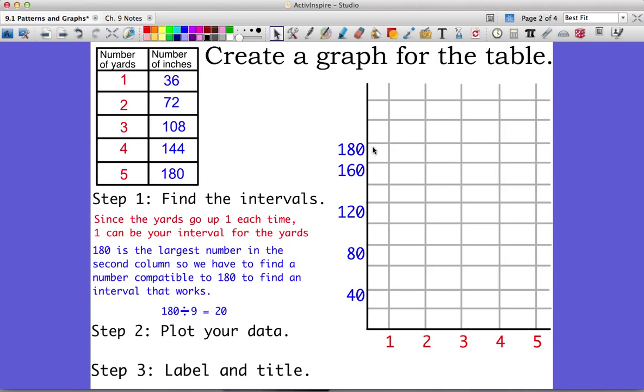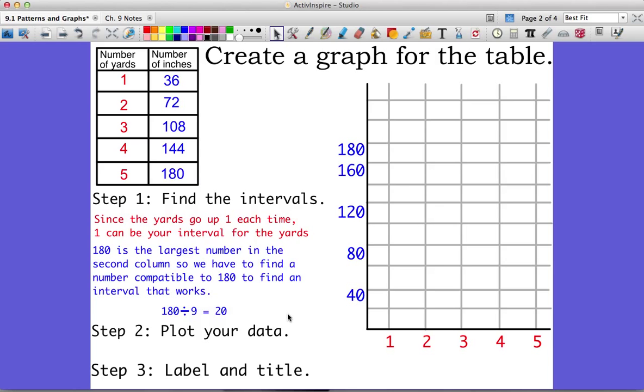140, 160, 180. Now, you don't have to label each of them. Like you'll notice here, I don't have a 20, I don't have a 60, but you need to make sure to leave that space for that interval. It's still an interval of 20 because from line to line it's 20. You're just not labeling each of them, and that is okay.